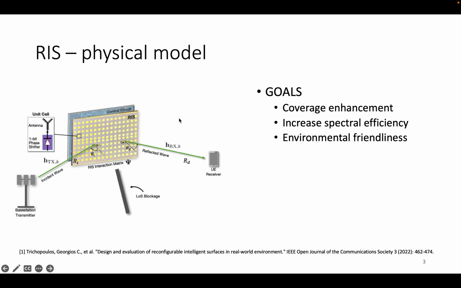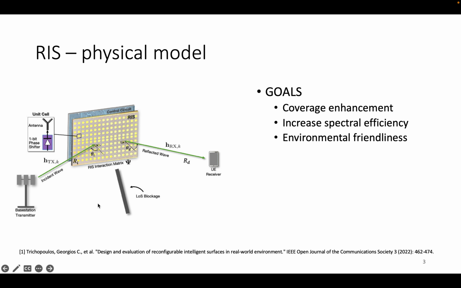In this figure, you can see a base station acting as a transmitter, a receiver, and an obstacle that blocks the line of sight communication. So, without the RIS, the direct link is lost, which degrades the received signal. With the RIS, however, we introduce an additional component in the environment, the RIS itself.